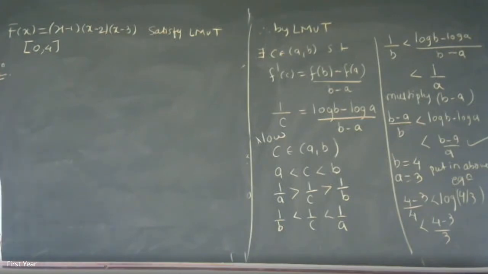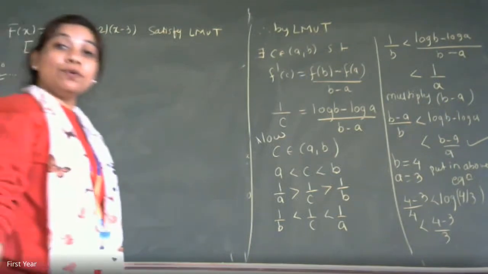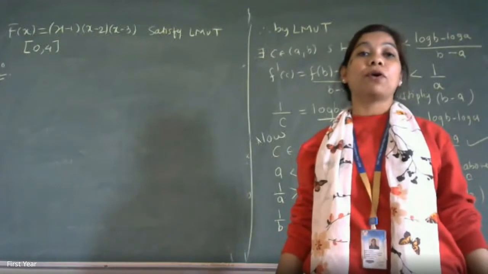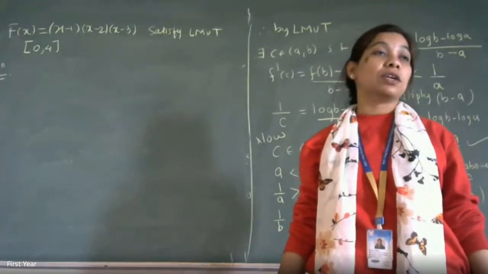So tell me, are you going to check whether it is satisfying LMVT or not? Is there any need to check whether f of x satisfies LMVT? No, it is said that it is satisfying. You find the value of C. So you will have to use the condition of LMVT: f dash of C is equal to f of B minus f of A upon B minus A, to get the value of C.